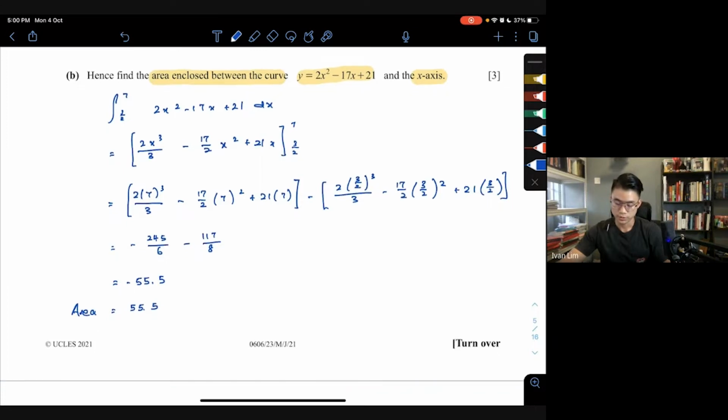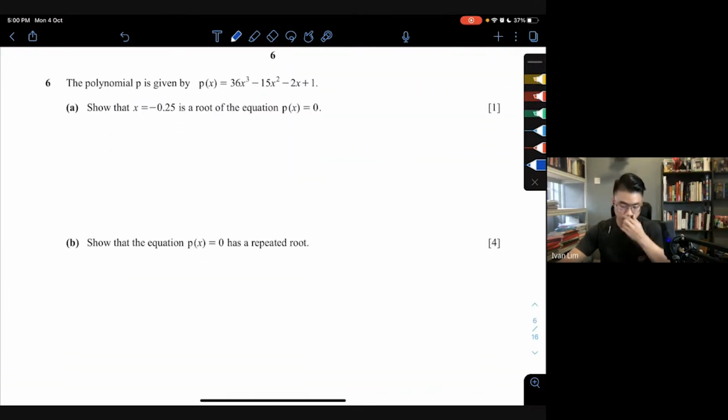Okay, next one. Number 6. The polynomial p is given by p(x) equals 36x cubed minus 15x squared minus 2x plus 1. Show that x equals negative 0.25 is a root of the equation p(x) equals 0. Just use the factor theorem.